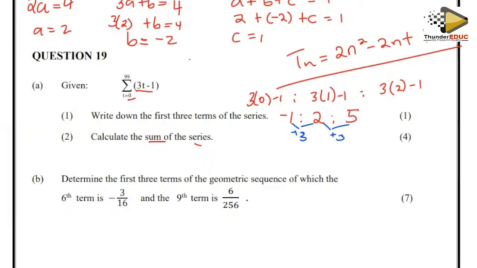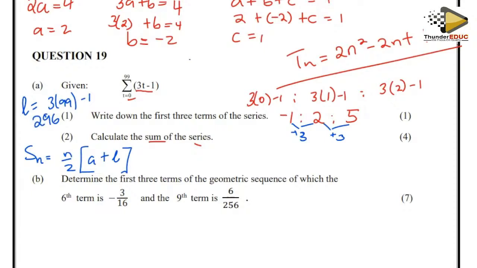Okay? So we know that with arithmetic, Sn is n over 2 into, we can choose to say, I'm tempted to use the last term, a plus l. But then for me to get the l, I'll have to get the T99 or whatever number of terms there are, or the last term. So which means my L is going to be 3 times 99 minus 1. Let's see. 3 times 99 minus 1, that gives me 296.